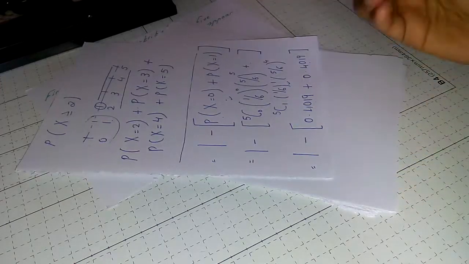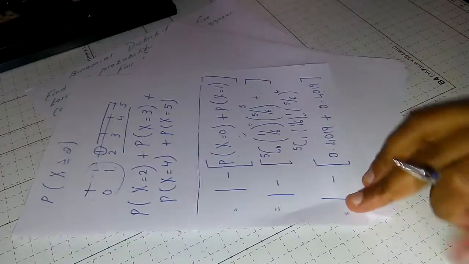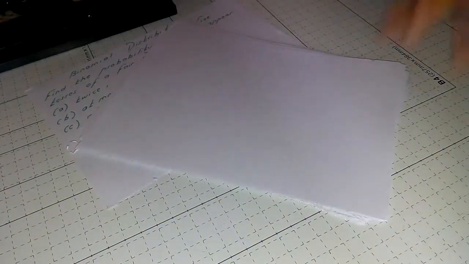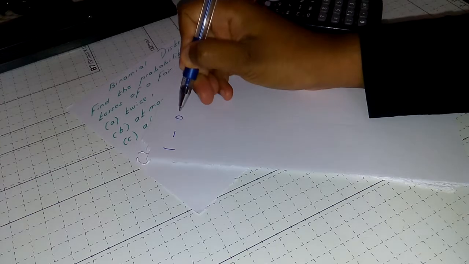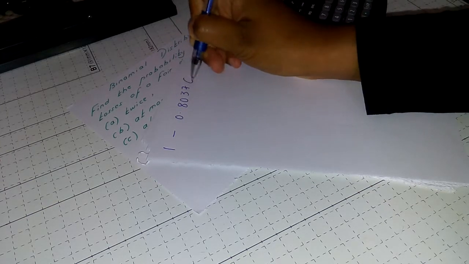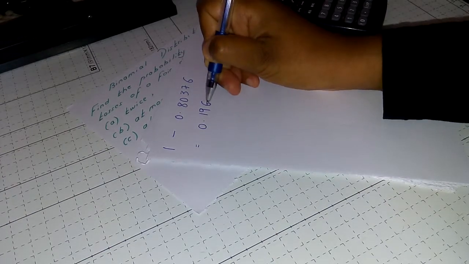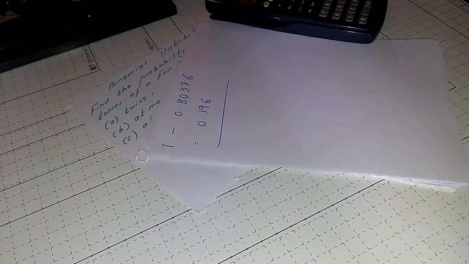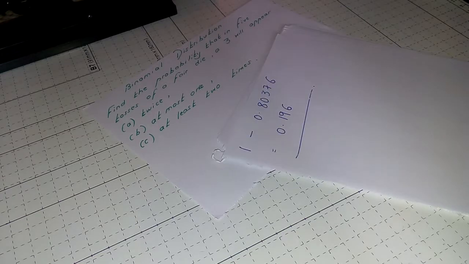So here the answer should be 1 minus, so the total is 0.8037, okay, 6, and then you subtract, we're going to get 0.196. Okay, so this was the question. This was a question on the binomial distribution. This is one of the easiest questions that we can have in this distribution.